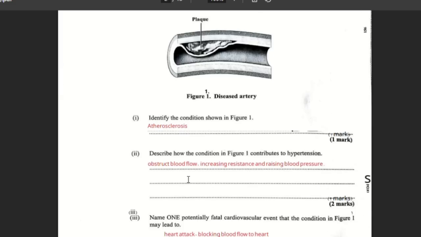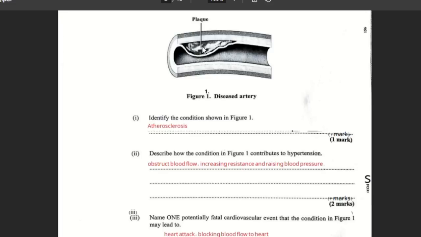The second question says, describe how the condition in figure 1 contributes to hypertension. This plaque being within the artery is literally obstructing blood flow, right? It's going to increase resistance, and when the blood is having a harder time moving through, it is going to raise the blood pressure. So that's how we get hypertension. Hypertension is the same thing as high blood pressure.